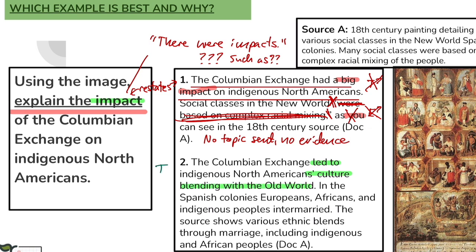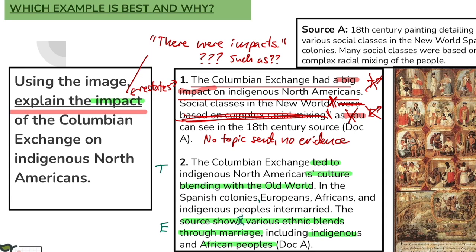So the question said, what was an impact? And you provided an impact. You said cultural blending with the old world was an impact. In the Spanish colonies, Europeans, Africans, and indigenous peoples intermarried. The source shows various ethnic blends through marriage, including indigenous peoples and African peoples. So there's some grammar issues here, but again, there's no grammar point on the AP exam rubric. So I would say including indigenous peoples and African peoples if you want to keep up with parallelism in your sentence syntax or structure. Okay, so does this summarize the document?